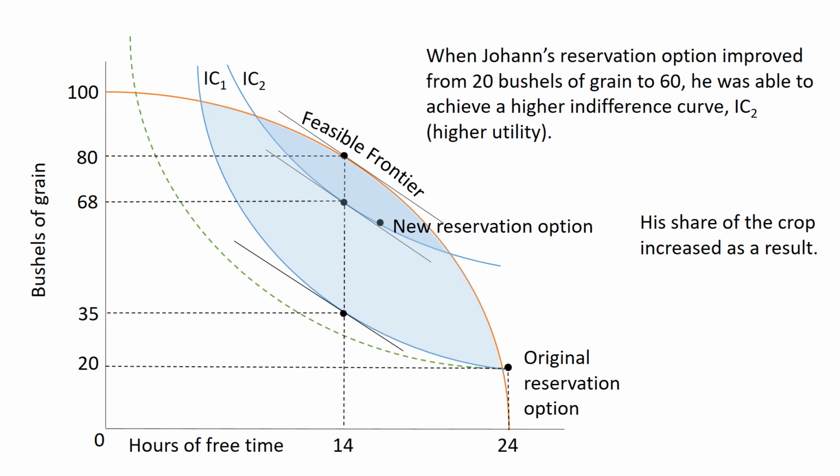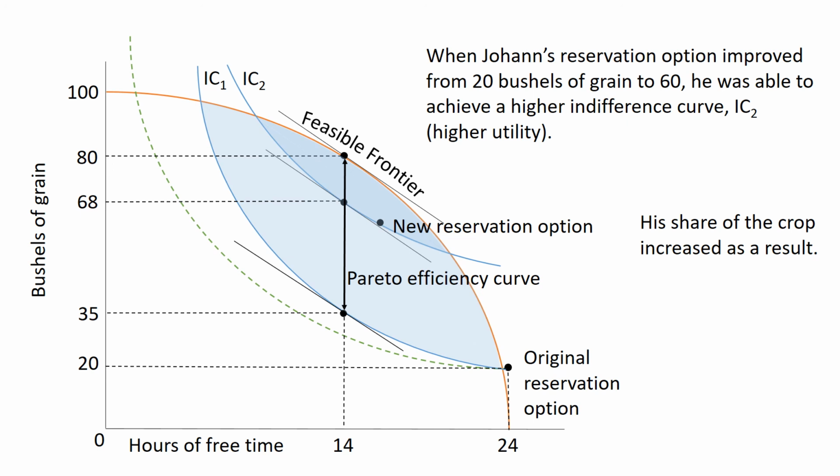In this example, notice that both the original and the new allocation are efficient, because at both points, MRS equals MRT, that is, all the tangent lines are parallel. The Pareto efficiency curve represents all the points in the feasible set at which MRS equals MRT. So as you can see, many possible divisions of the surplus between Oscar and Johann are efficient.